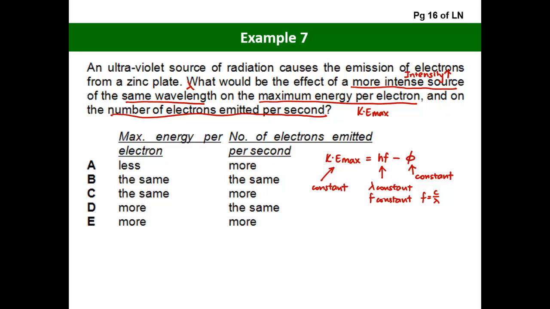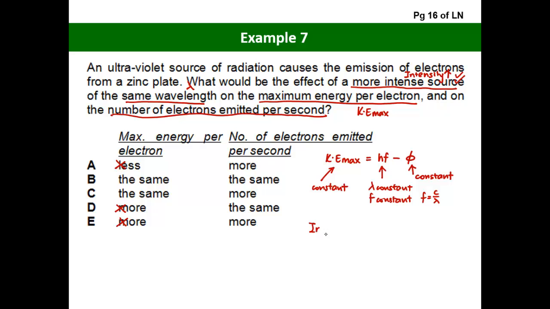So let's look at some of the options. Obviously we see that A is wrong, D is wrong, and E is wrong. That leaves us between B and C. So what information have we not used? Yes, we have not used the very fact that the intensity of the source actually increases.